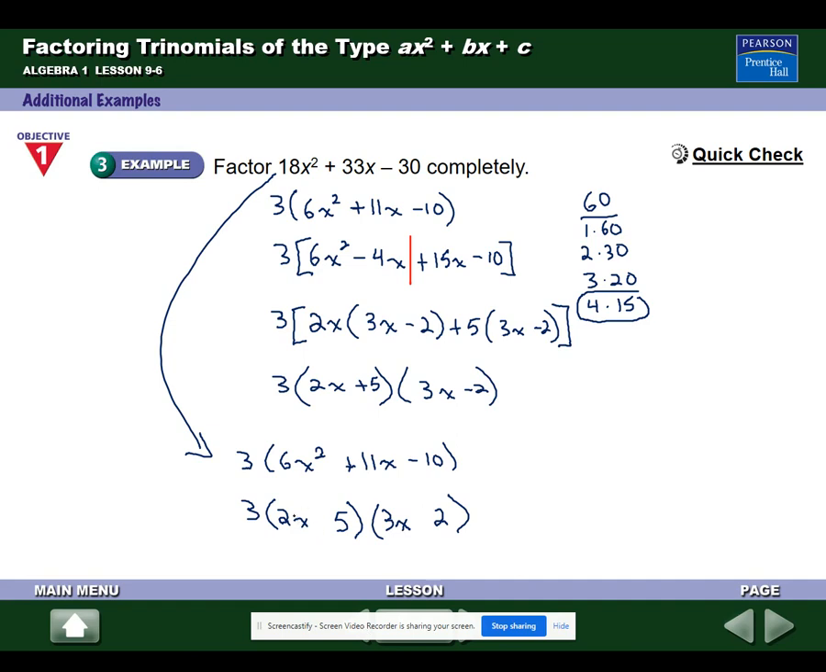Here you're going to get it. Here we have 4x, here we have 15x. Those are different by 11. You want this to be positive, so the 15 should be positive, right? 5 times 3, if they're both positive, gives you 15, whereas here's negative 4 if I make this negative. And that's exactly what I got up here.